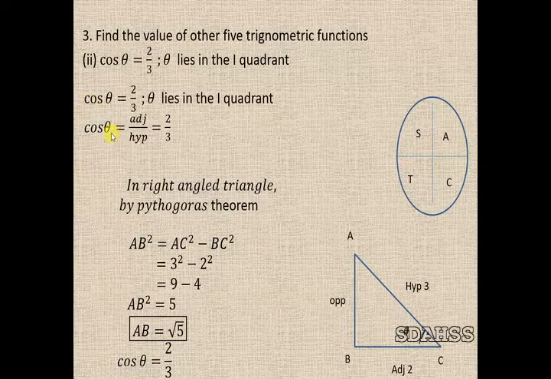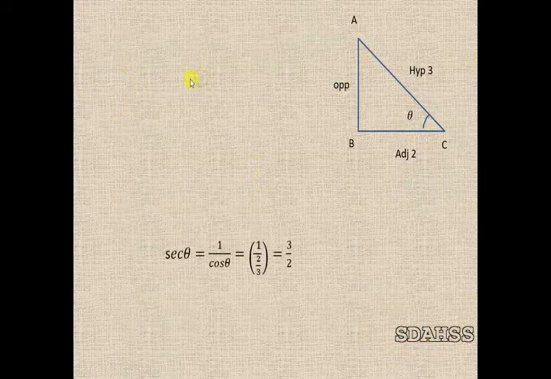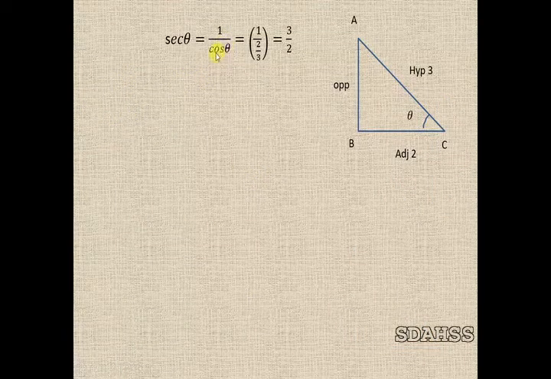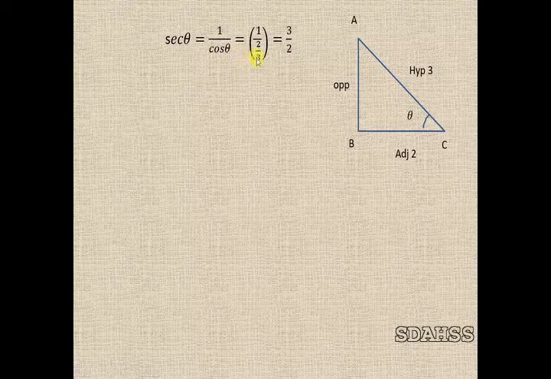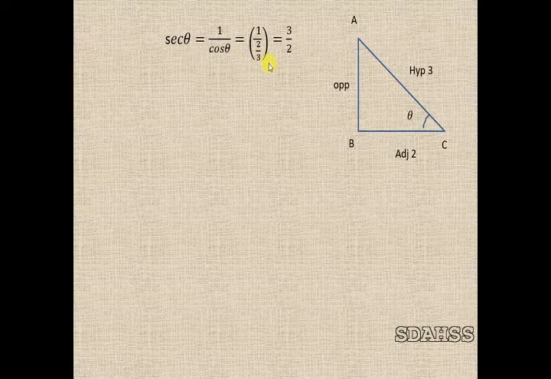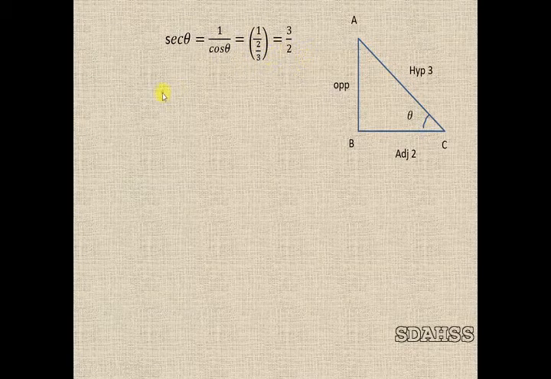Then secant theta is equal to 1 by cos theta. We know that secant theta is equal to 1 by cos theta, which is equal to 1 by, here cos theta is 2 by 3. Take reciprocal. So this becomes 3 by 2.